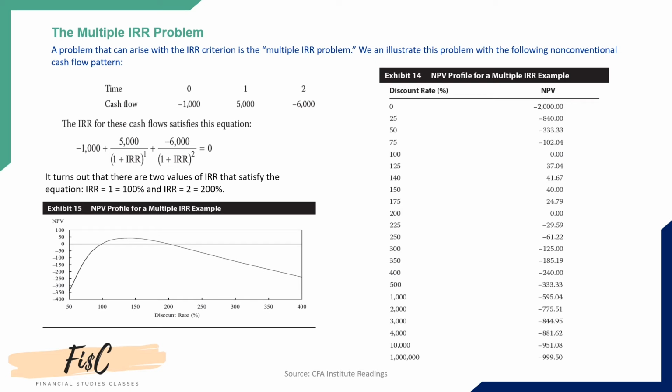So if we take this project as an example, up to 100%, if the discount rate is below 100% or above 200%, the project is in loss. Therefore, we should not invest in it. But if the discount rate is between 100 and 200, one should invest in such a project. So this is a better way to select a project based on NPV rather than going for the IRR.